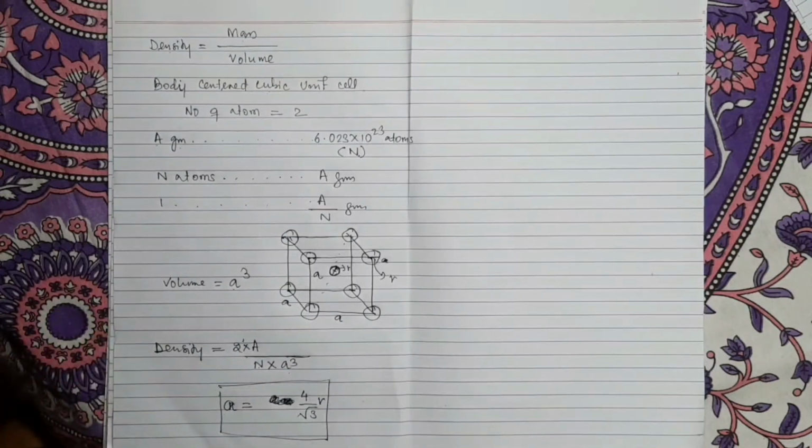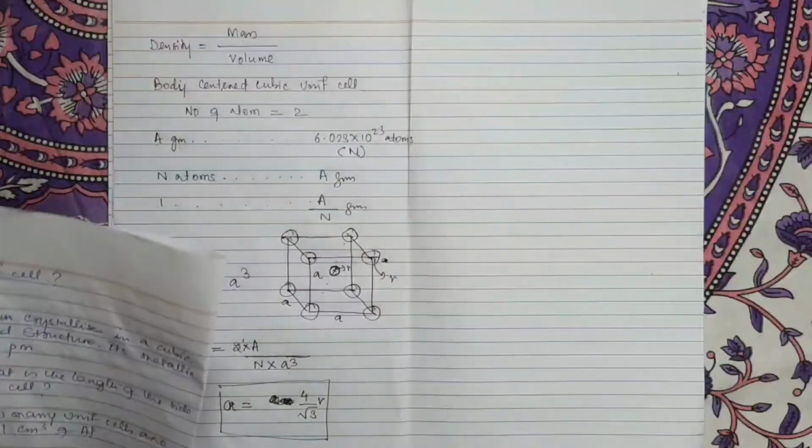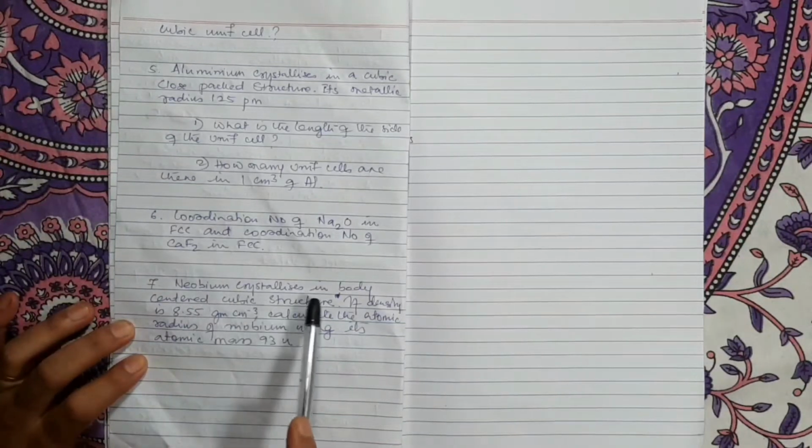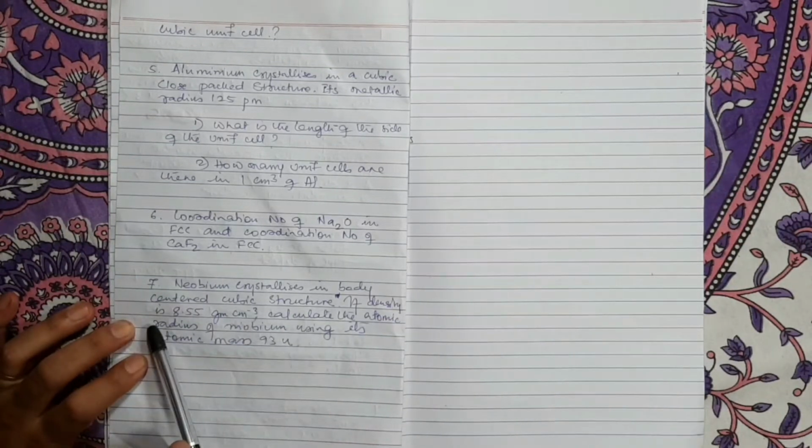So, I have to give you all these details just to solve a problem. The problem that one of you had posted. The problem is like this. Niobium crystallizes in a body centered cubic structure.